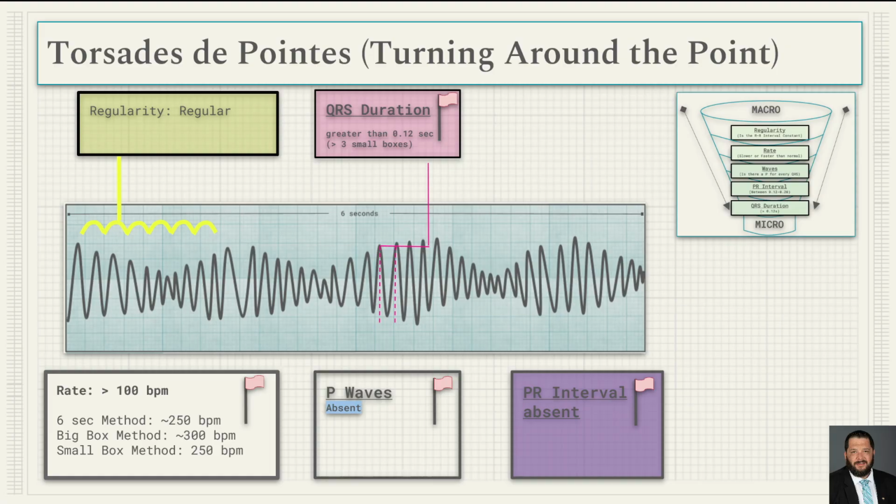Again, if we look at our regularity, the R to R interval is largely regular. Our rate is significantly greater than 100. We have a wide QRS complex with no identifiable P waves.